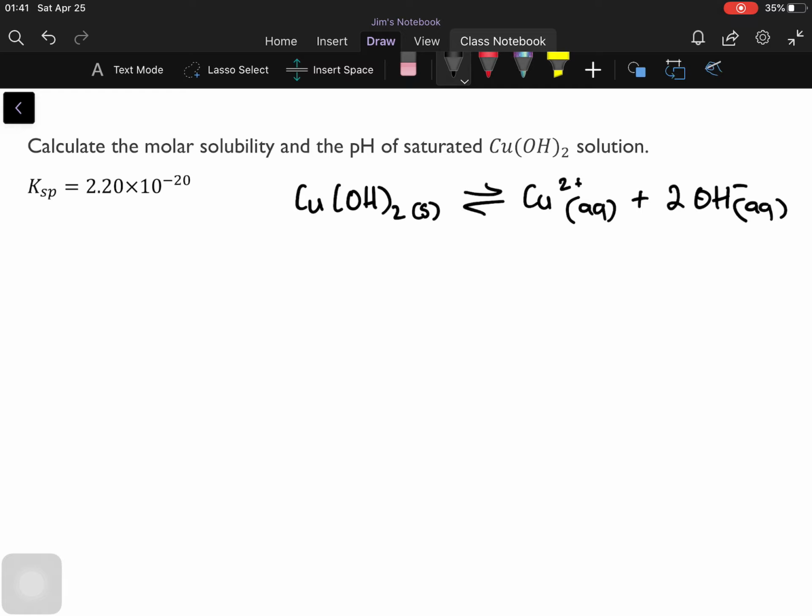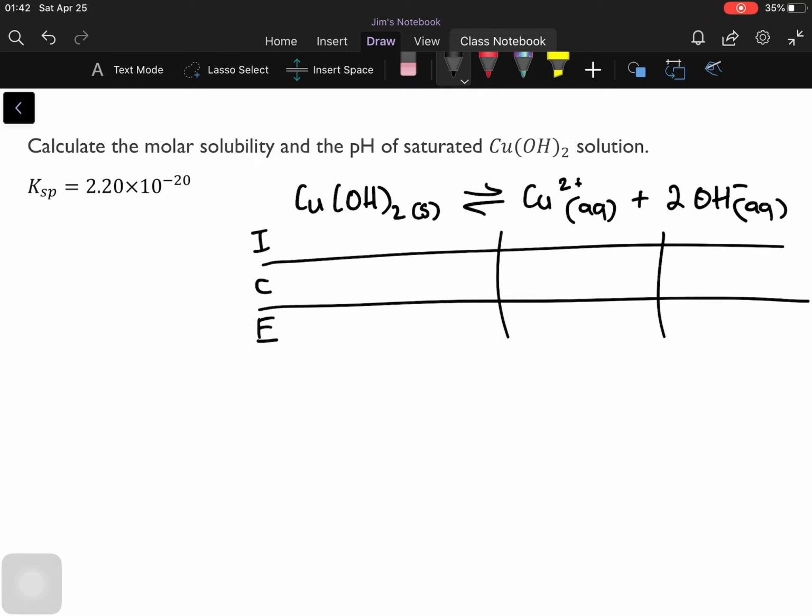Then we're going to make an ice table. Since our precipitate is in the solid form, we are not going to write any information about that. Okay, so initially, we do not have copper ions in our solution unless stated otherwise, but the problem doesn't tell us that we have a concentration for copper 2 plus, so this is 0. For hydroxide, still the same, 0.